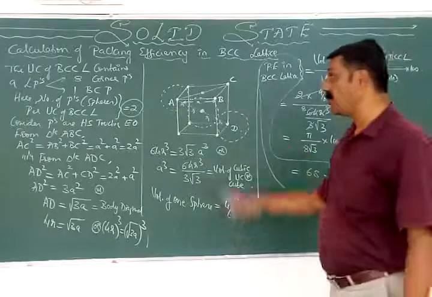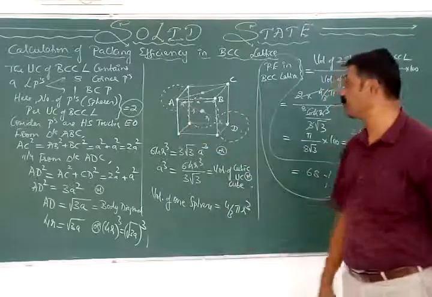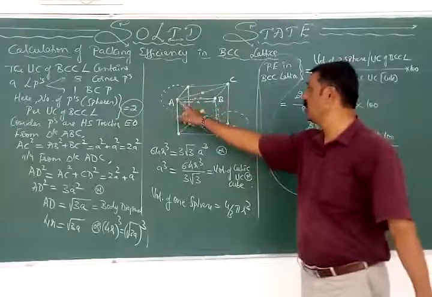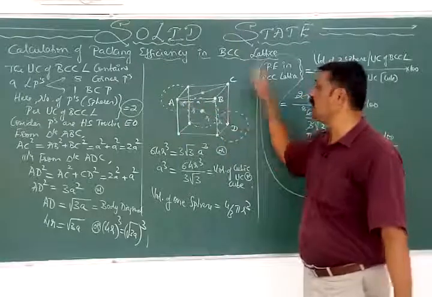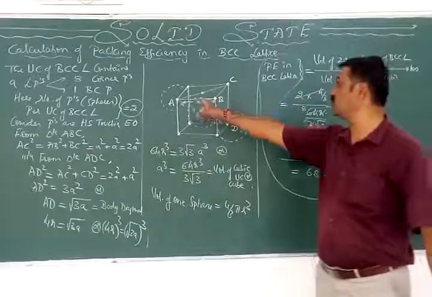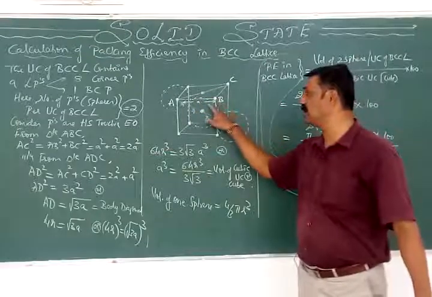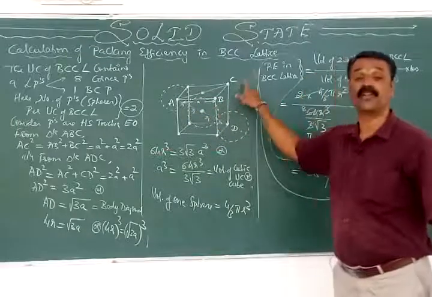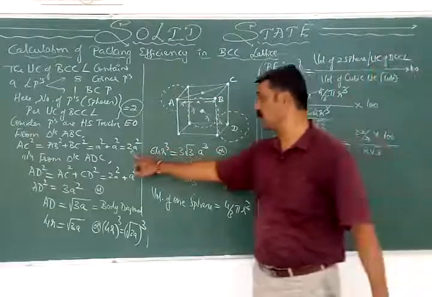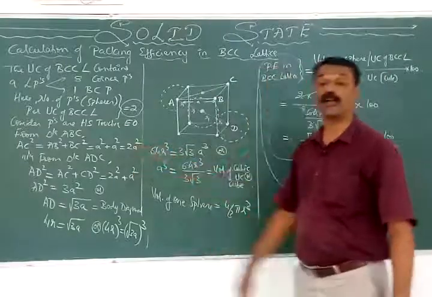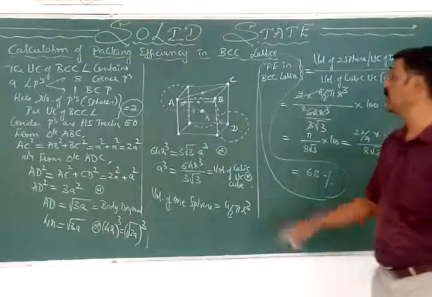For that, we have to consider the first triangle in the form of ABC. From the triangle ABC, AC square is equal to AB square plus BC square. Therefore, AC square is equal to AB, which is the edge, so A square, plus BC, also the edge, A square, that is equal to 2A square.